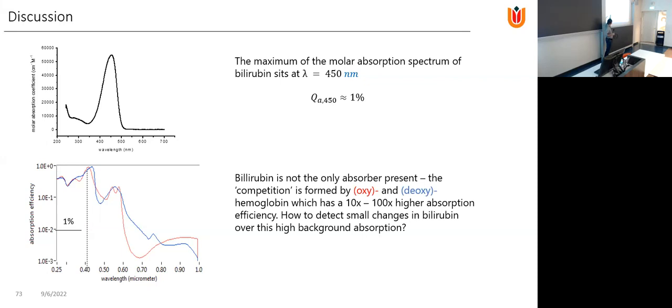But the absorption efficiency of these blood species is much higher. That means that for every photon that you put in, it's much more likely that it's going to be absorbed by hemoglobin than by bilirubin. Still, we were trying to measure these bilirubin levels. So can you think of a trick, given this huge background of absorption by hemoglobin, to still extract this small level of bilirubin?